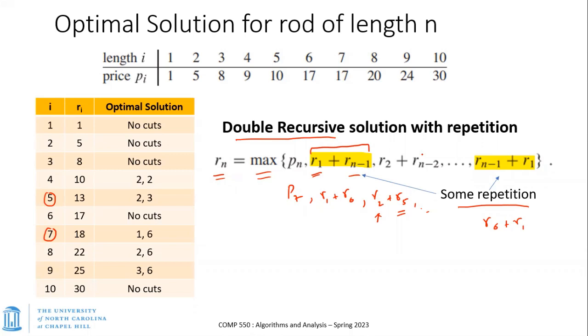So the first question is, can we write this in a slightly simpler way, okay? Any suggestions? How could we rewrite this to avoid the repetitions? There are some repetitions. You can see R1 plus R6 is the same as R6 plus R1. So how could we rewrite this equation to avoid the repetitions? Yes.